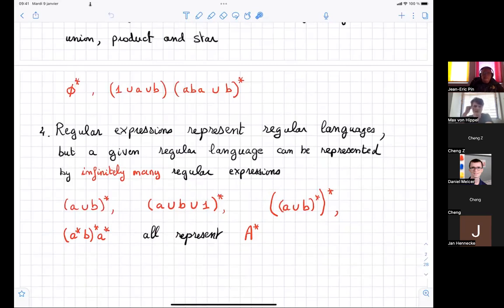Dr. Pin, from the regular expressions perspective, what's the difference between the empty set and the set that only contains one? There is a difference because the empty set represents the empty set. And so for instance, let me go back to this. For instance, this empty set star would be equal to the set reduced to the empty word. So that's the difference.